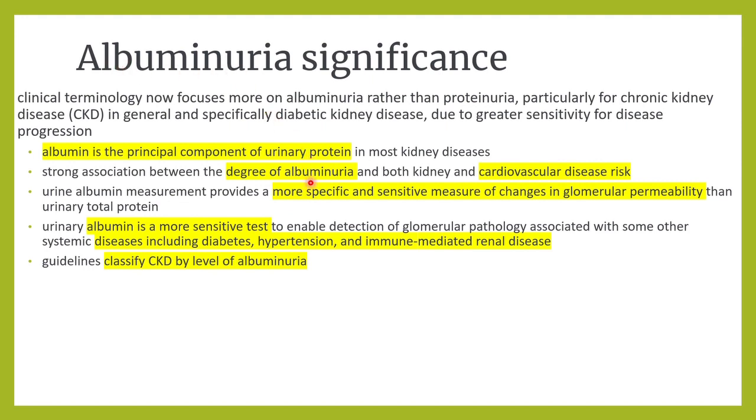This albuminuria is a more sensitive marker of changes in the glomerular permeability than the urinary total protein. It's a more sensitive marker for the glomerular injury. And I have already told you urinary albumin is a more sensitive test, especially हमको ये glomerular pathology देखने के लिए whenever there are some systemic diseases like diabetes हो, hypertension हो या immune mediated renal disease हो, monitoring the level of albumin in the urine is much more helpful rather than doing the urine total protein. And we can also classify the chronic kidney disease grades by the level of albuminuria.